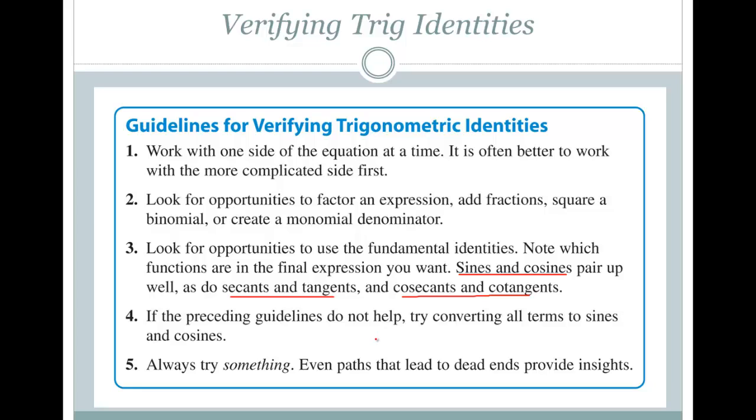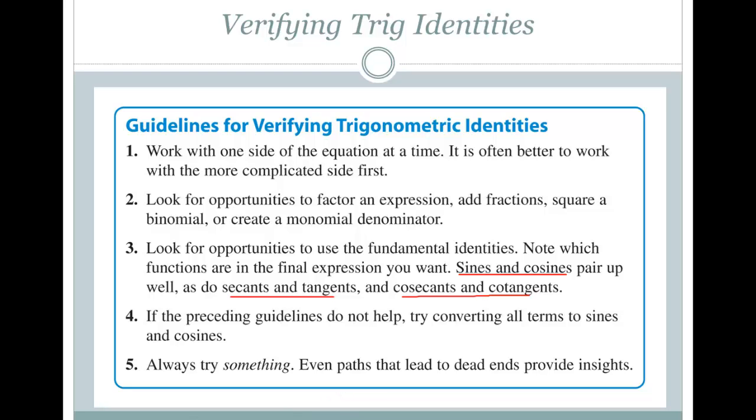If you're really stuck and you don't know what to do, go to sines and cosines. You have the most use of sines and cosines. You use them more often, so you're probably more comfortable with them. So if you're really getting in a bind with a trig identity, just substitute everything to sines and cosines and work from there. And then always try something. Even dead ends will provide you some insight to finding a better way to do it. So don't just look at it and say I can't do it. Try something, and you'll learn from every mistake that you make.